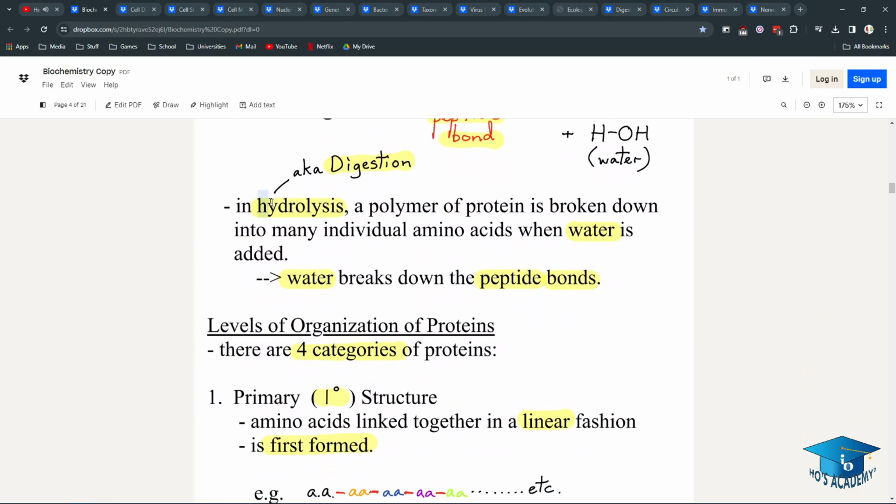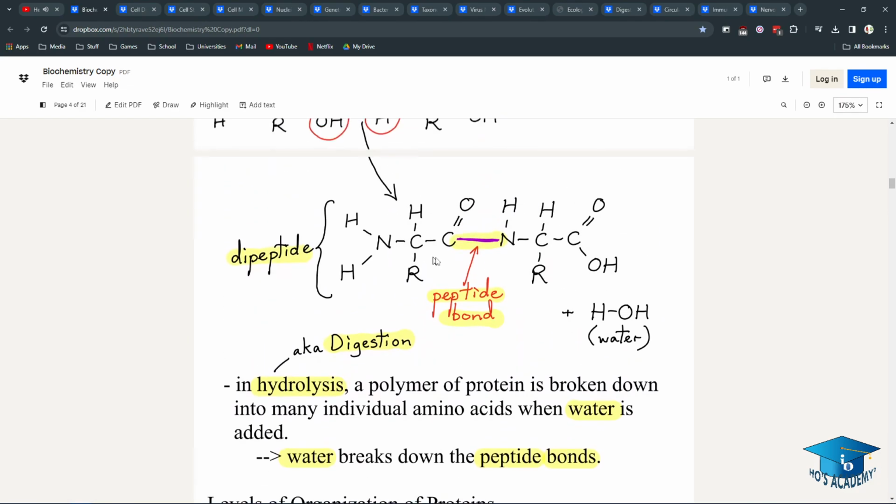You can remember this by hydrolysis. Lysis, like the bursting or swelling of a cell. Hydro, like water. So that's how you know it's breaking something.